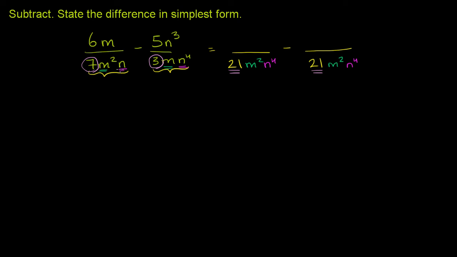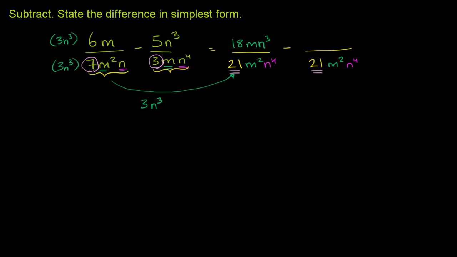And to go from 7m squared n to this right over here, we had to multiply it by 3 times, let's see, the m squared, we didn't have to multiply it by anything. To get from n to n to the fourth, you have to multiply it by n to the third. So we multiplied the denominator by 3n to the third, so we also have to multiply the numerator by 3n to the third. 3n to the third times 6m: 3 times 6 is 18, and then we have 1m, and then n to the third.